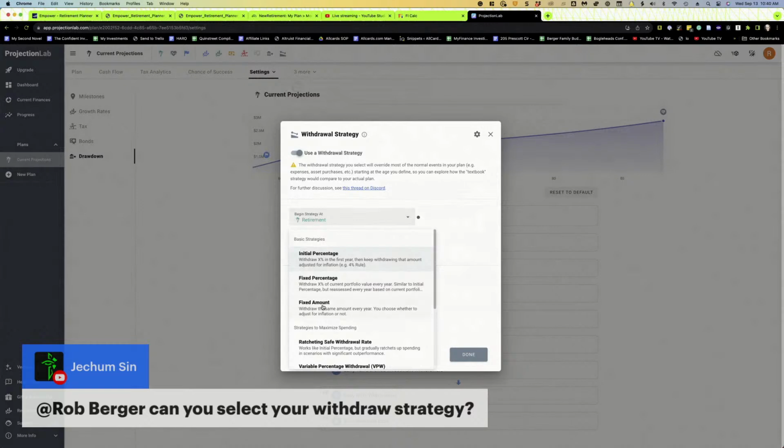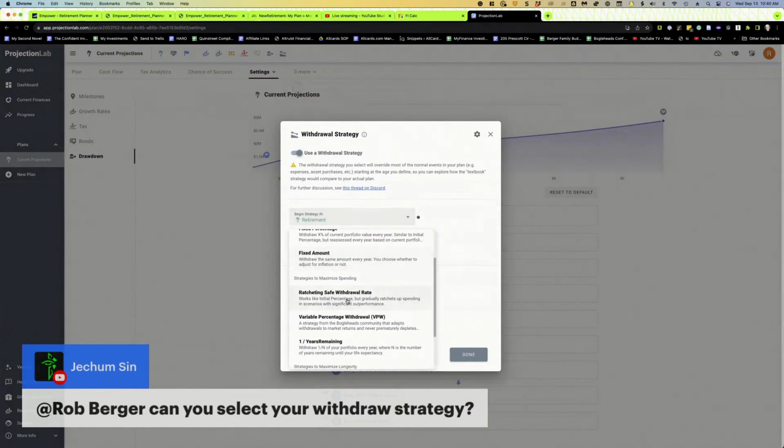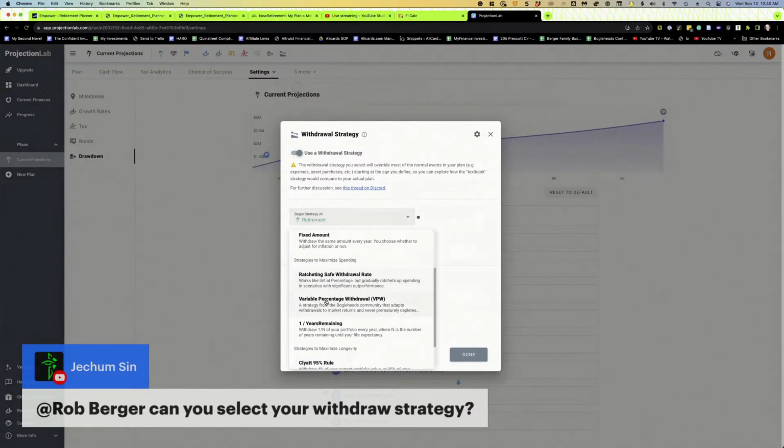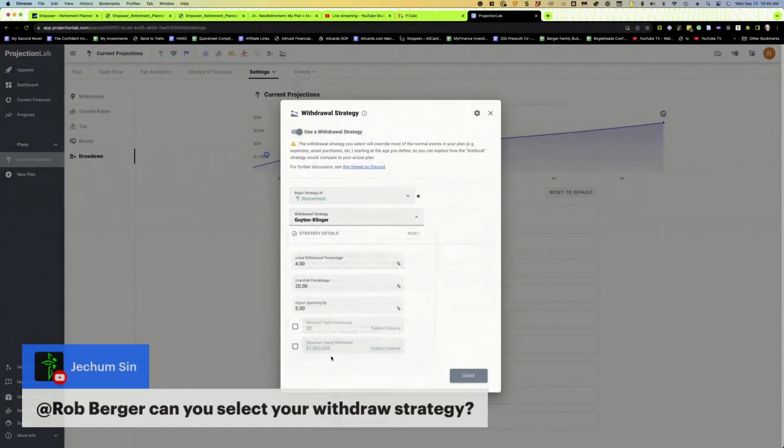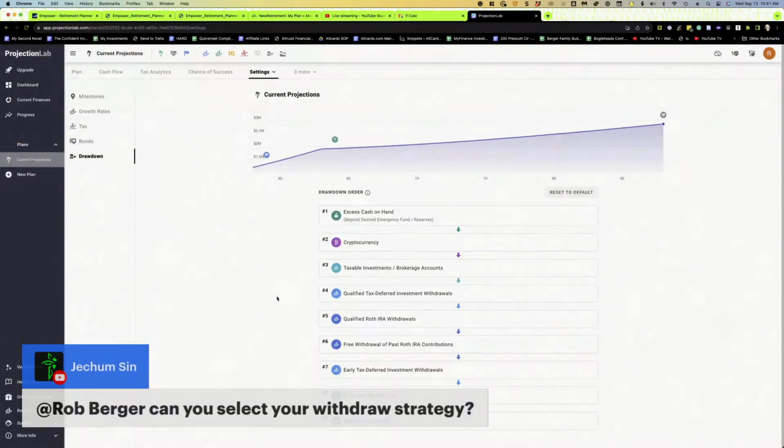But you can see they've got fixed amount, ratcheting safe withdrawal, that comes from Kitces, variable percentage withdrawal, which is the Bogleheads approach. They've got Guyton-Klinger. So you have to fill out some things, and because there's guardrails, this one's a little more complicated, and it will show you the results of that. And there are a lot of assumptions in terms of historical data that they're using.